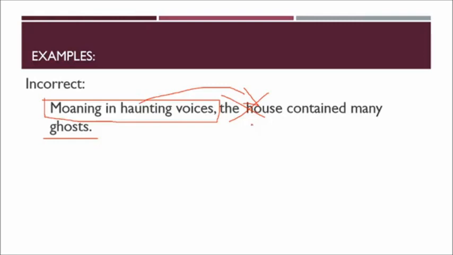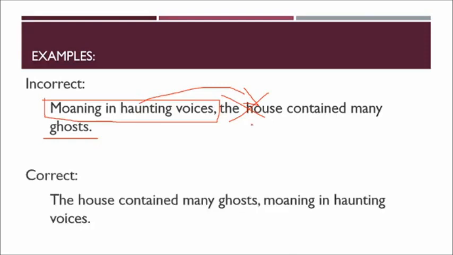How do we fix it? Transfer the modified word beside its modifying word. So that's how you do it. The house contained many ghosts, moaning and haunting voices. So now, moaning, haunting voices would always describe the ghost, not the house. Alright, so I hope you understand how to correct misplaced modifiers.